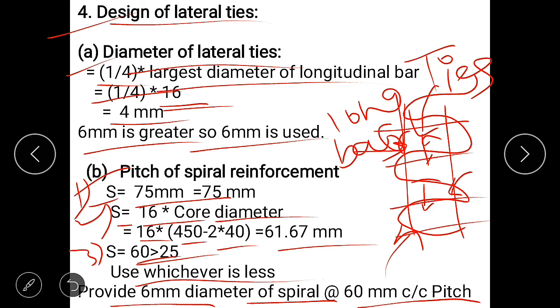Okay, so in this lecture we calculated Asc and lateral ties in a rectangular column and circular column. So we designed a column here.